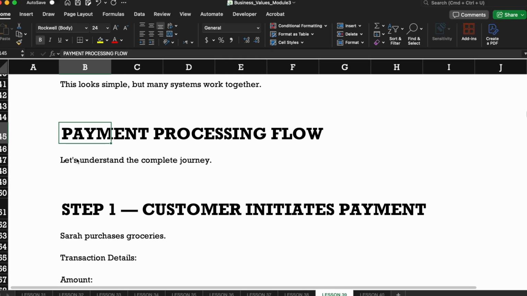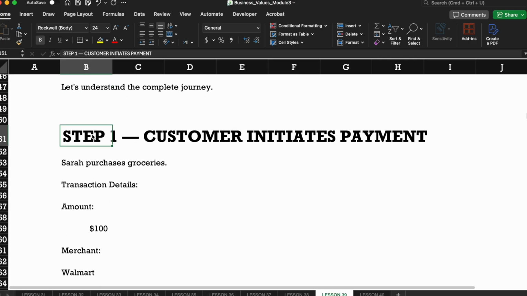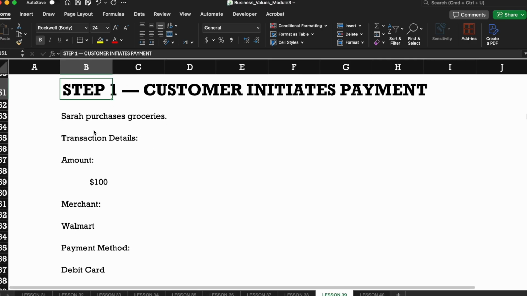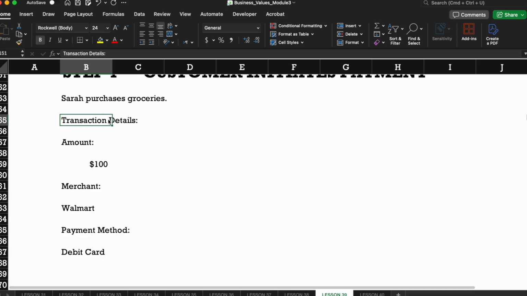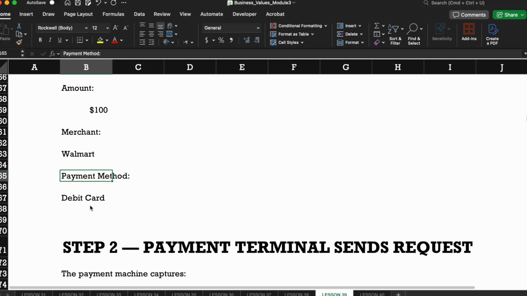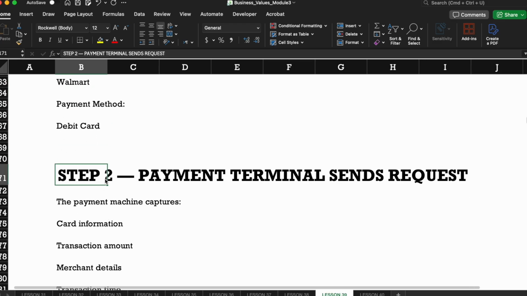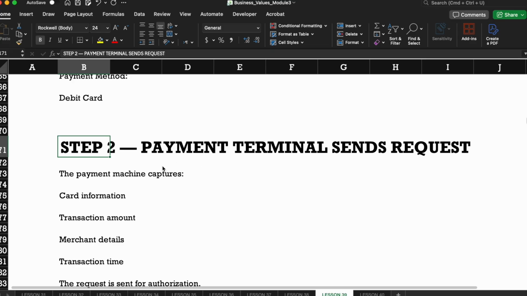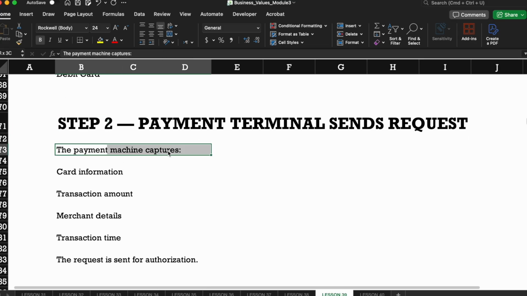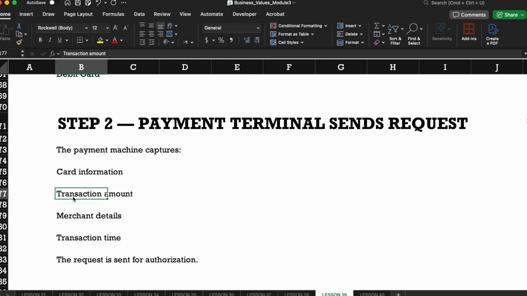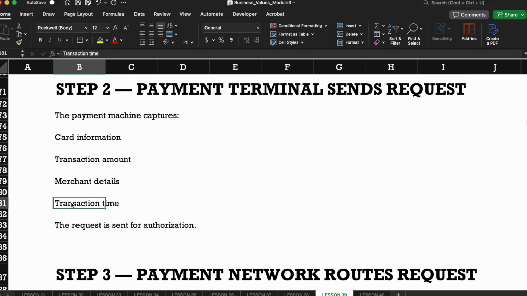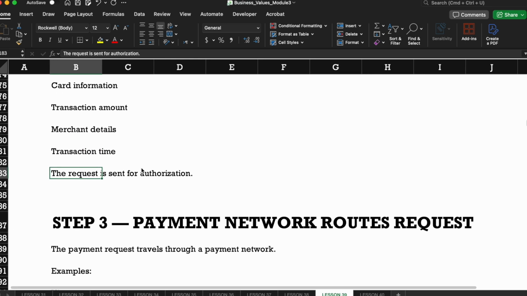Payment processing flow. Let's understand the complete journey. Step number 1: customer initiates the payment. Sarah purchased groceries. Transaction details: amount $100, merchant: Walmart, payment method: debit card. Walmart is a grocery store in Canada. Step number 2: payment terminal sends request. The payment machine captures card information, transaction amount, merchant details, and transaction time. The request is sent for authorization.